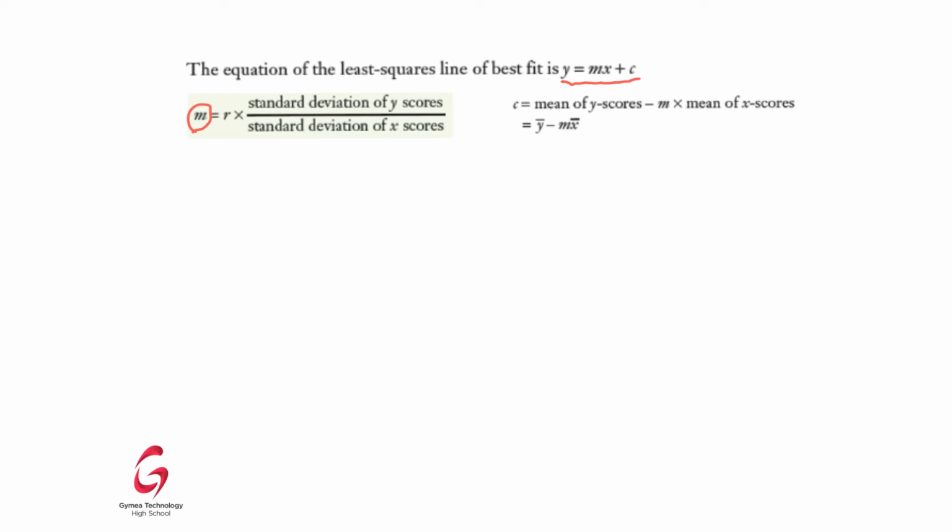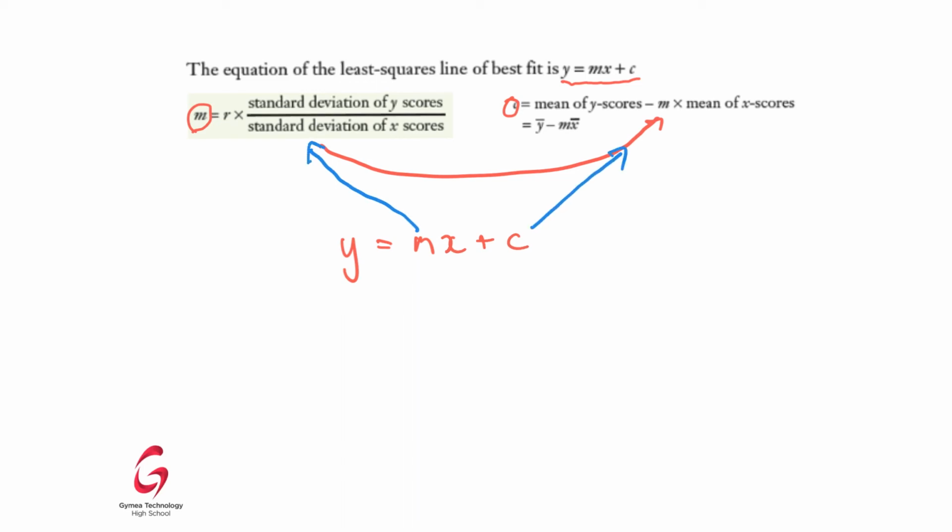And then our c value that we're going to plug into the other side of mx plus c: you get the mean value of the y-scores, take away the m value from over here times the mean value of the x-scores. Obviously you have to do the m first because it's used in the second leg of this process. And then you tie all your answers together by writing y equals mx plus c, where we get the value of m from this answer, and the value of c from this answer.